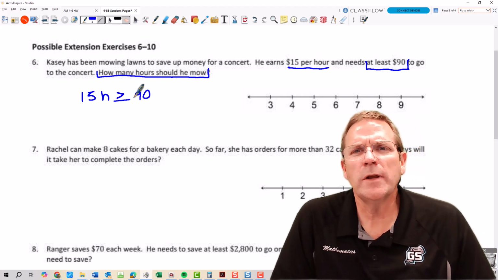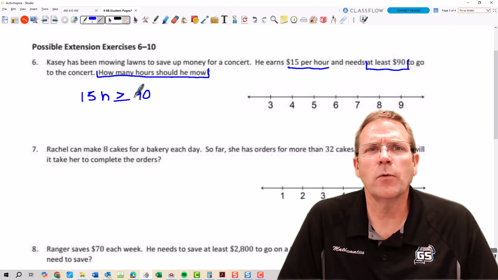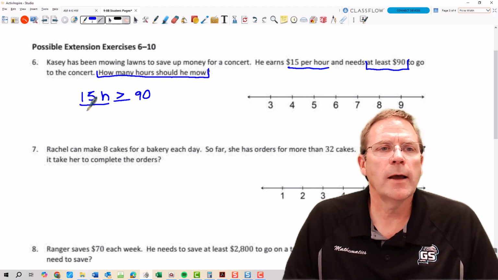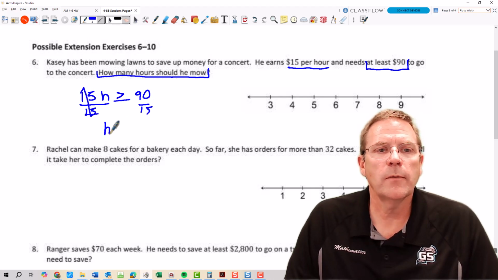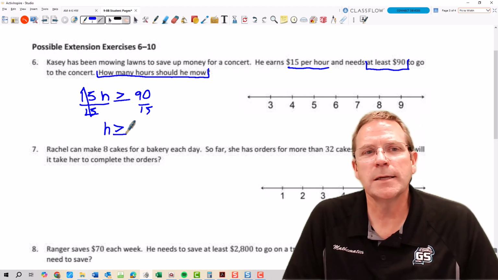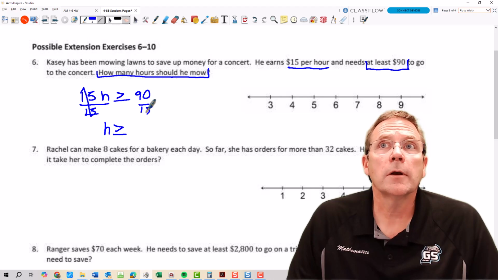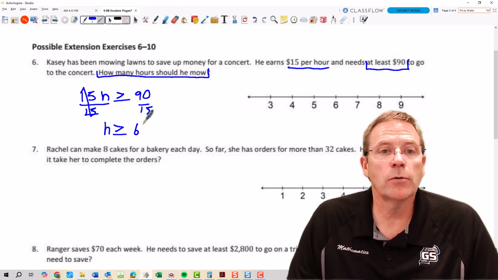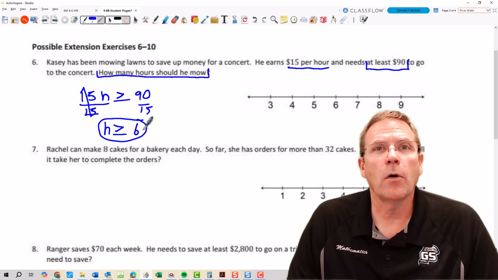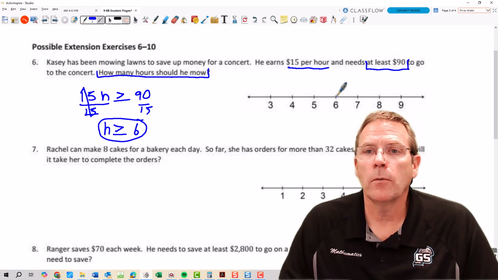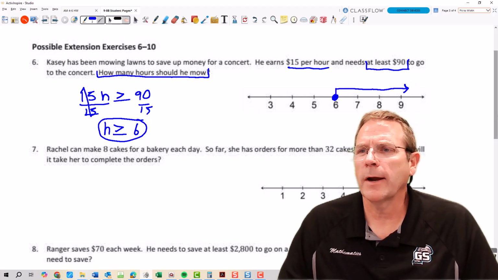From here, we're going to treat this just like we would have if it was an equation, where we're going to divide both sides by the 15 hours. These are going to divide out, becoming 1. 1 times h is h, which means he's going to need to mow greater than or equal to 6 hours in order to make all the money he needs to make. So it's an or equal to, we're going to have a solid circle. It's a greater than or equal to, the arrow is going to go to the right hand side.